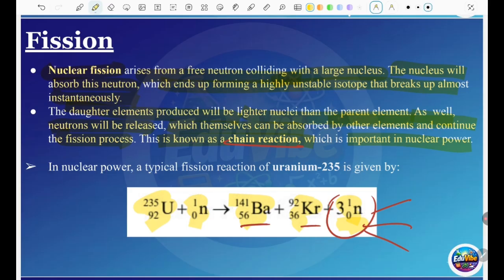This is important for nuclear power. A typical fission reaction in nuclear power is that of uranium-235, which drives it. So that reaction is very important. You have to know this.